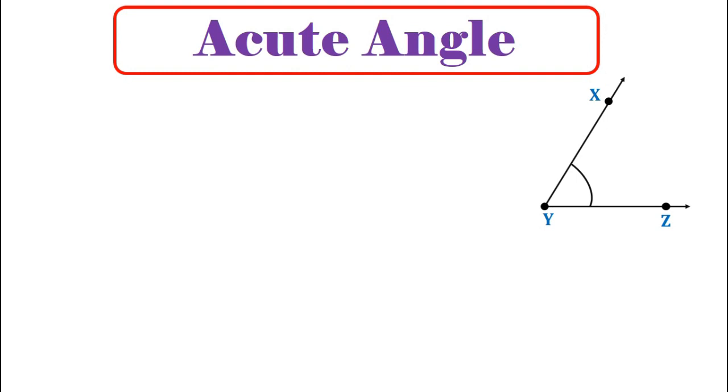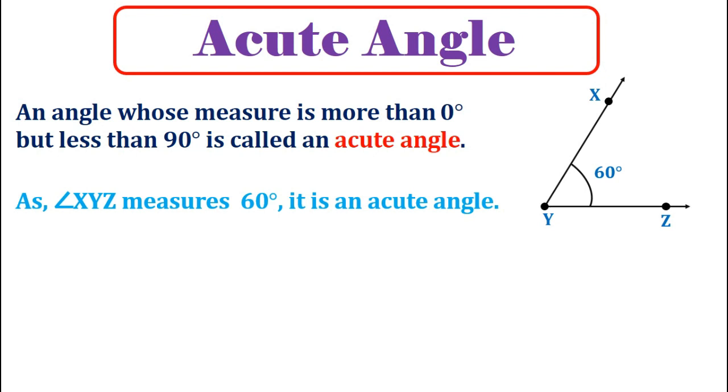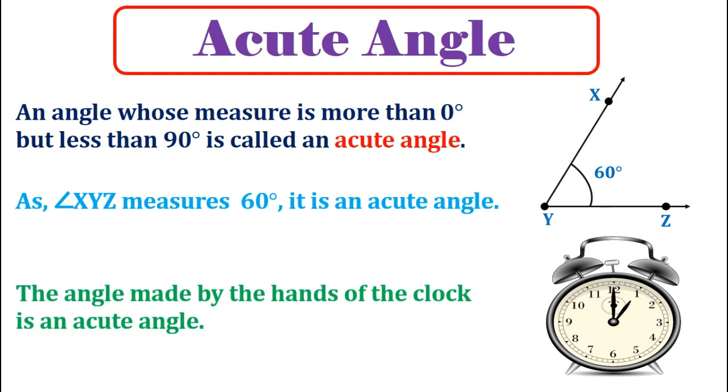Let us first understand what is an acute angle. An angle whose measure is more than 0° but less than 90° is called an acute angle. In the beside figure, we have angle XYZ and this angle measures 60°. Since 60° is more than 0° but less than 90°, therefore angle XYZ is an acute angle. The two arms of this clock shown here represent an acute angle.